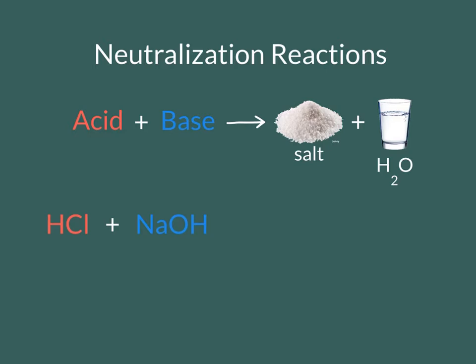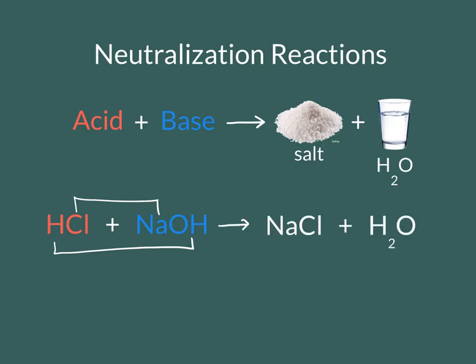So let's take a look at another example. In this one we have hydrochloric acid combining with sodium hydroxide. So again, treat it like a double replacement reaction and combine your outsides with your insides, which is going to give us the products of NaCl, sodium chloride, which is regular table salt, and water.